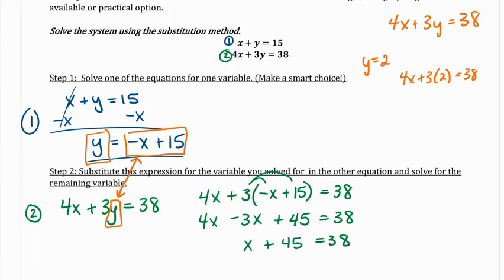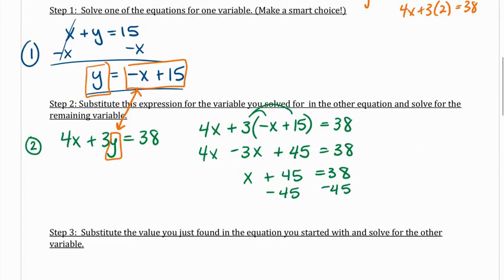And then last thing, to solve for x, we're going to subtract 45 on both sides. So we end up with x equals, what's that, negative 7? Yeah, negative 7. Okay, we got an answer for x.